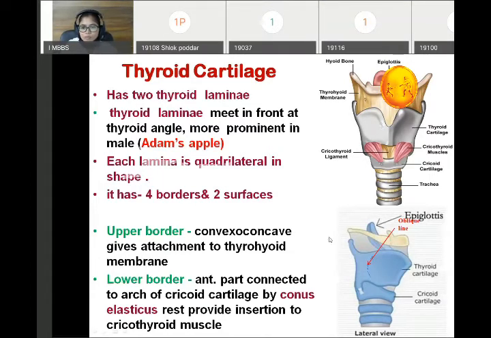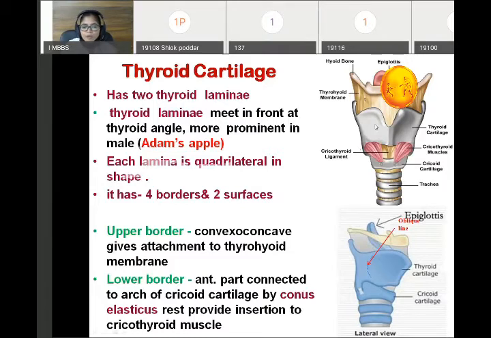Now, these thyroid laminae meet anteriorly in front at the thyroid angle. This thyroid angle is more prominent in males, also called the Adam's apple. You can feel this anteriorly in the midline. This one. And this thyroid angle is 90 degrees in males and 120 degrees in females. So it is acute in males.